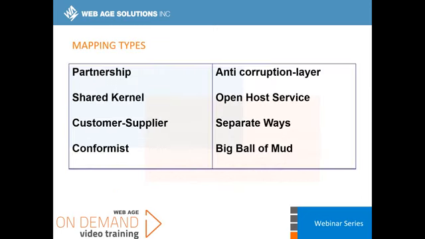Now there are several mapping types, and we're going to look at 8 of them. These are the 8 most popular, if you will, starting with partnership and ending with big ball of mud. And we'll look at each one of these mapping types individually and talk a little bit about when you might use them and when you might need to look elsewhere. Okay. So each of these describes a way for one bounded context to use the services or provide services to another bounded context.